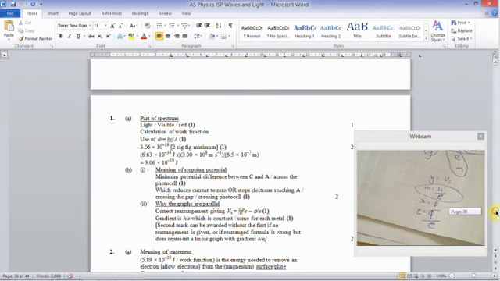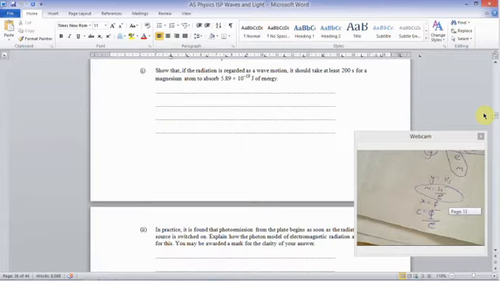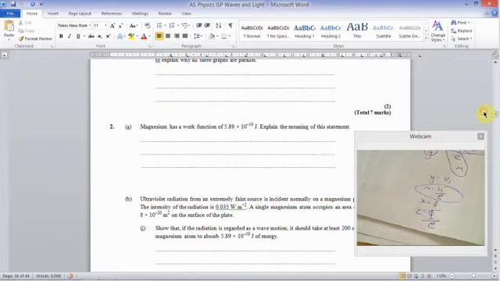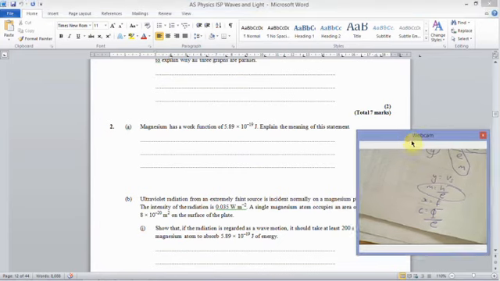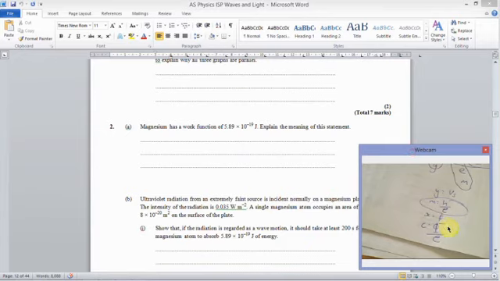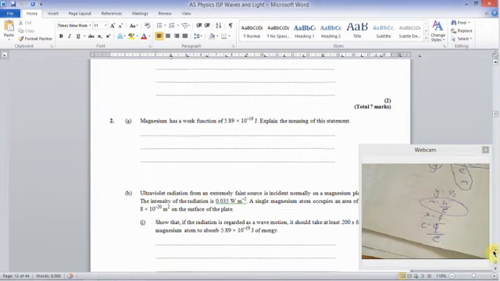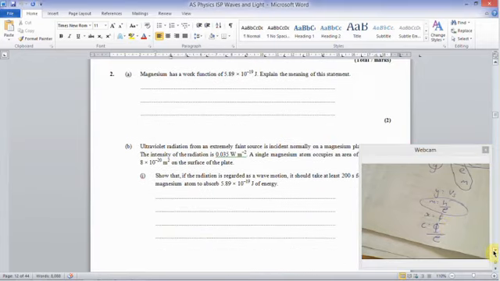Okay, so look at question number 2. Magnesium has a work function of value there, so it's nearly 6 times 10 to the minus 19. Explain what is meant by the statement. Well, we know the meaning of work function. Work function is the minimum amount of energy required to release a photoelectron from the surface of a metal. Look back in your textbook, look back in your notes.